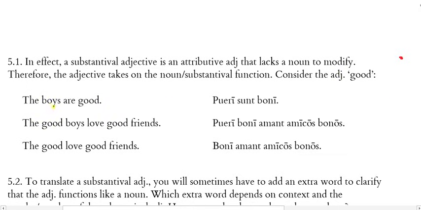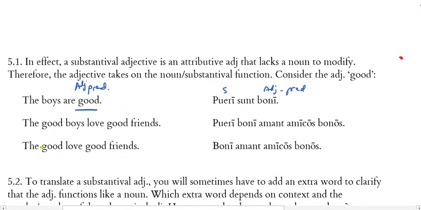All right? So the boys are good. What kind of adjective function do I have here in the boys are good? Well, I'm making a predication about them. I'm asserting a description of the boys, right? So this is a predicate use of the adjective. So here I'll put adj above good because it is an adjective, and it's what I'm asserting about the boys. And in Latin, pueri sunt boni. Okay, again, nominative subject, and then this is the adjective functioning as the predicate.